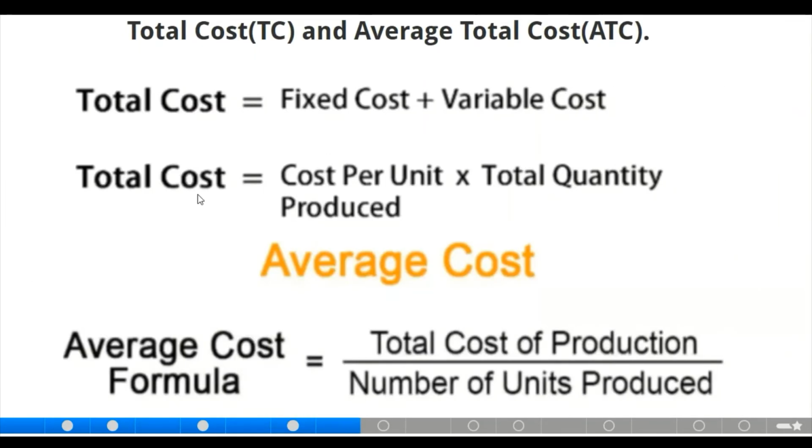Moving to the next slide, we now have the third type of cost of production, which is total cost and average total cost. Now our total cost is calculated as fixed cost plus variable cost. At the same time, we can also say that total cost is cost per unit multiplied by the total quantity produced. And we also have the calculation of average cost. Of course, average cost is the total cost of production divided by the number of units produced. Now we move to the next slide.